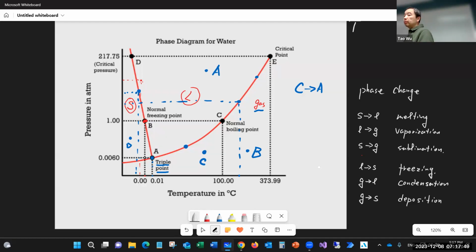How about from D to B? D to B is sublimation, okay? D is a solid, B is a gas, so that's sublimation. From D to C, same, sublimation, okay? Are you clear? Okay. Then, for example, from A to C, what is the phase change? We know this is vaporization, right?